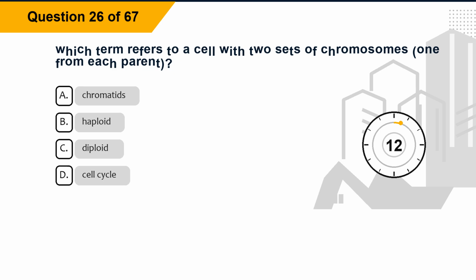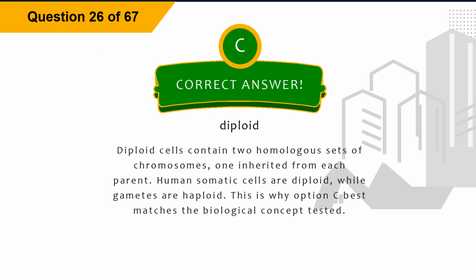Question 26. Which term refers to a cell with two sets of chromosomes, one from each parent? Option A, chromatids. Option B, haploid. Option C, diploid. Option D, cell cycle. The correct answer is option C, diploid. Explanation. Diploid cells contain two homologous sets of chromosomes, one inherited from each parent. Human somatic cells are diploid, while gametes are haploid. This is why option C best matches the biological concept tested.